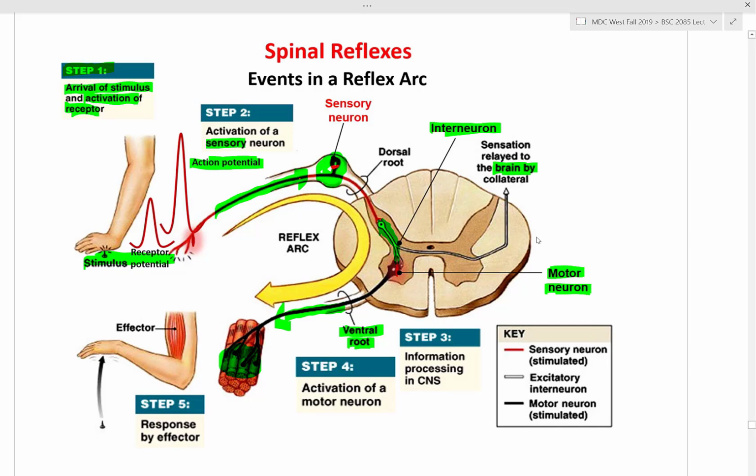And at the neuromuscular junction, you will create a response, and that response is to stimulate the effector, lifting your hand from the nail.